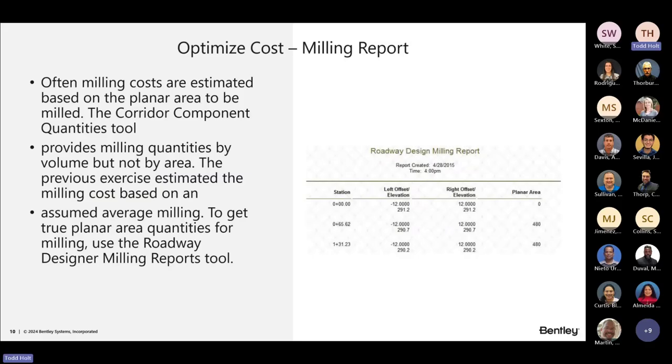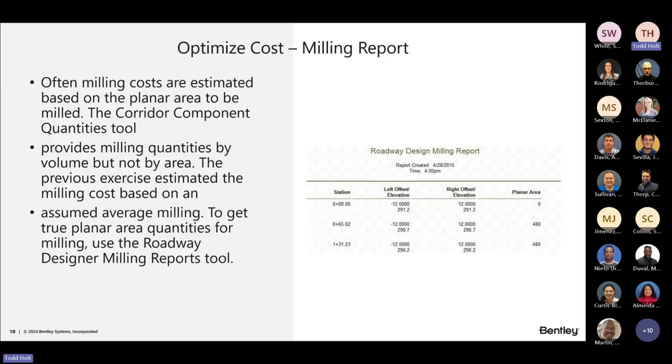We can optimize the cost, because really that's all it's about: getting that best design, looking through the different tools. Often those milling costs are estimated based on the planar area. So if we change the profiles, that's going to give us a change in that cost. Changing the profile will affect the amount of overlay, leveling, or milling required on a project, which in turn affects the total cost.